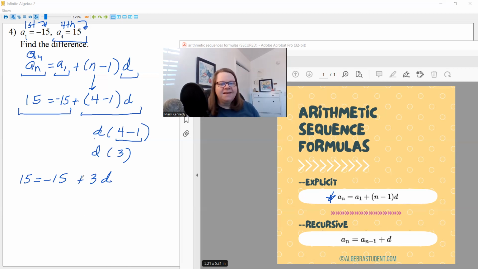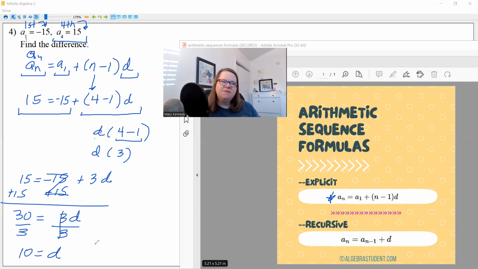Okay. So remember, this is just a variable. We're solving for d. So I'm going to add 15 to both sides and get 30 equals negative 15 plus 15 is 0. That's why I added 15, because I'm trying to get rid of that. I only want to have the letter left on this side. So now I've got one more step to get there. Divide everything by 3. 30 divided by 3 is 10 equals d. So the difference here is 10. That is the answer to this question.